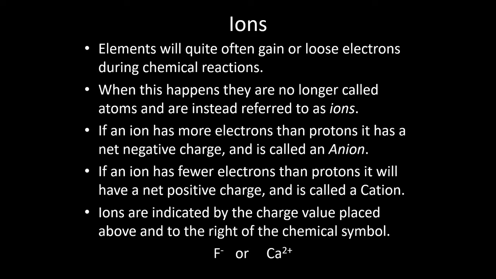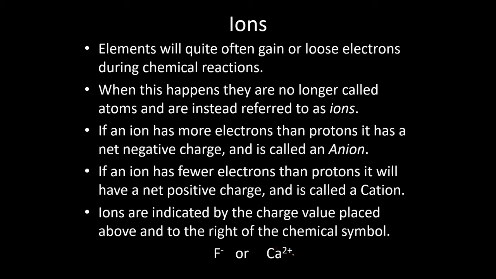If you have fewer electrons than protons, so something came along and stole some of the electrons, then you will have a net positive charge, and we call those things cations. So cations have positive charge, anions have negative charge. The charges on these things are indicated by a little sign and a number in the top right corner of the chemical symbol. So calcium that has lost 2 electrons would be Ca2+.